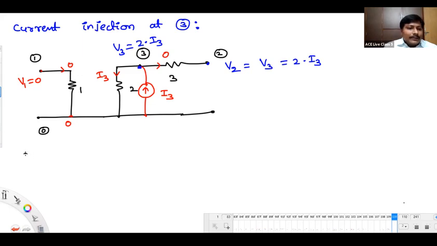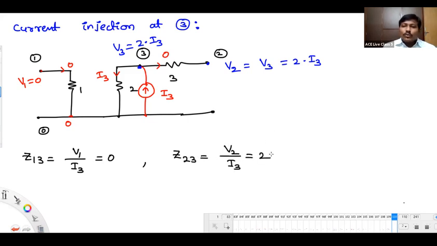Now you find out. I'll say Z13 first. So it is V1 by I3. Voltage V1, current I3. 0 by I3 is 0. What is Z23? Which is nothing but V2 by I3. What is V2 by I3? 2. What is Z33? Which is V3 by I3. What is V3 by I3? That's also 2 per unit. So now you can write simply the ZBus matrix by taking up all these things.